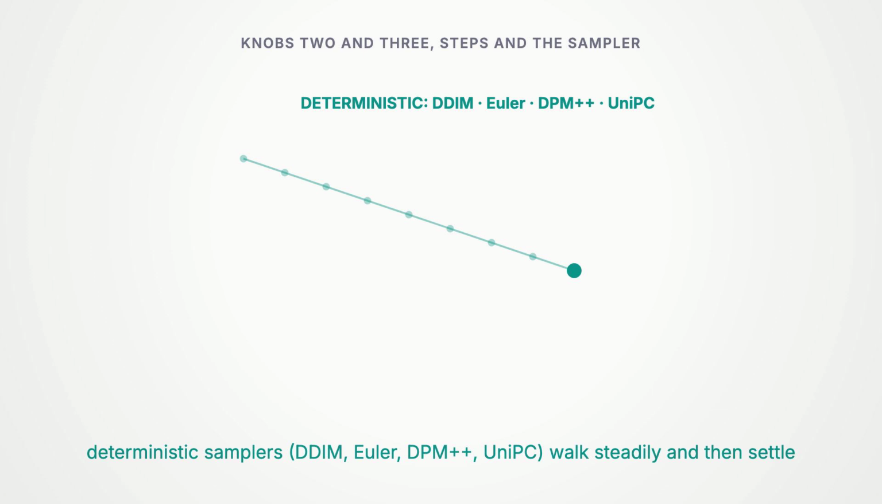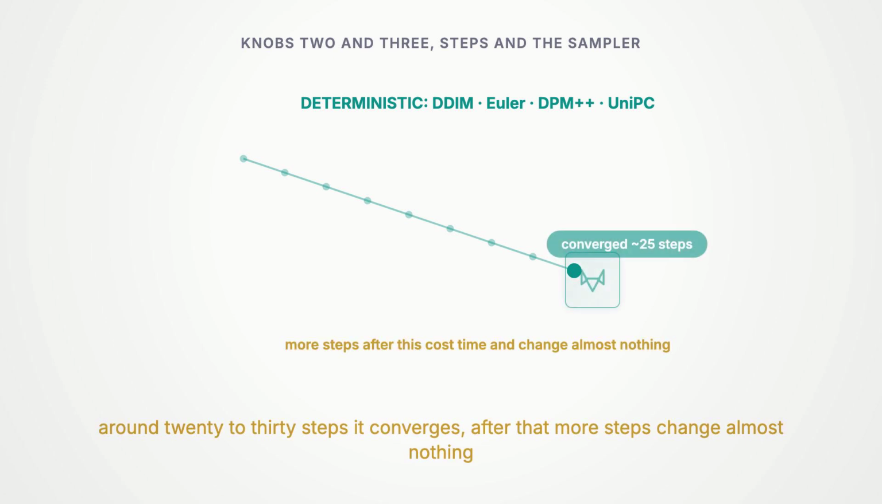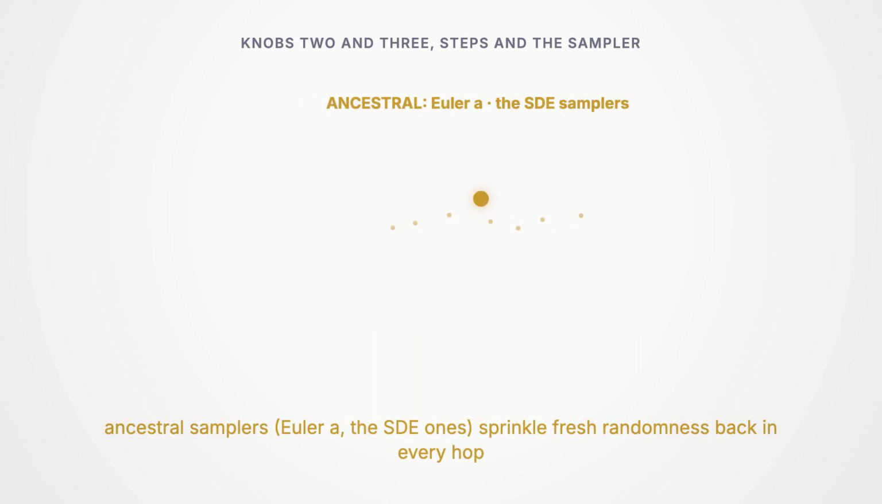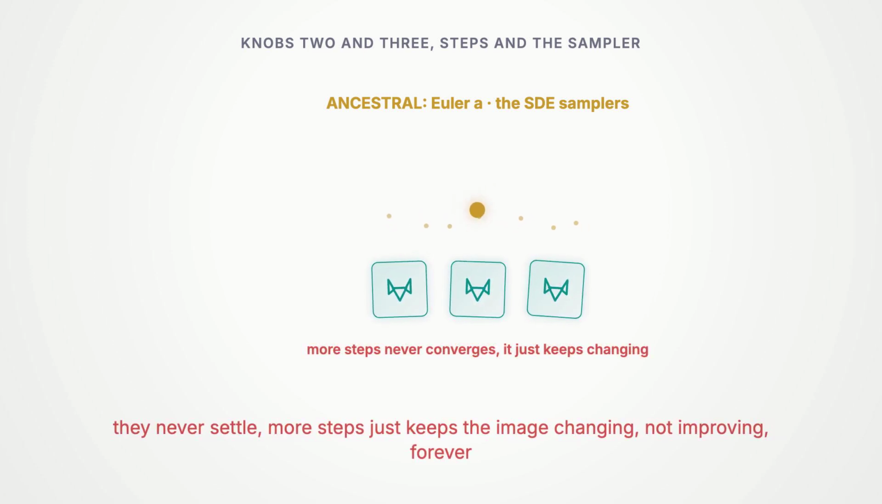For a typical model, somewhere around 20 to 30 steps, the picture has basically converged. After that, more steps cost you time and change almost nothing. The second kind is ancestral, often marked with a small a like Euler A, and the SDE samplers. These sprinkle a little fresh randomness back in at every single hop. The effect is strange and important. They never settle. Add more steps and the image keeps changing, not getting better, just different, wandering forever.